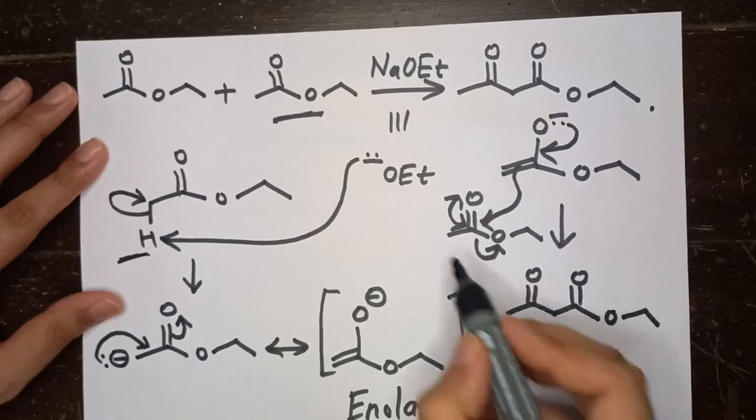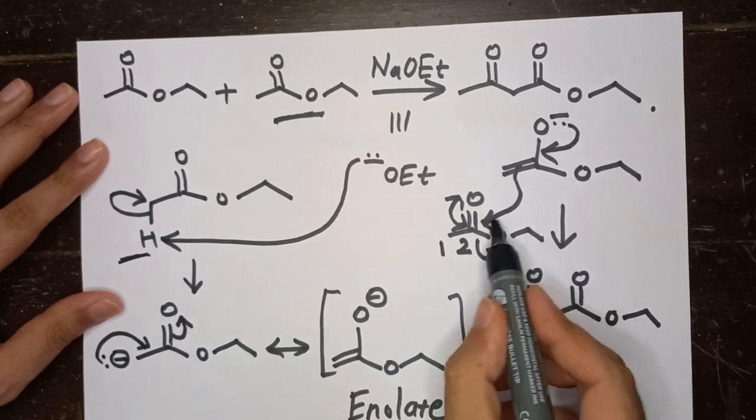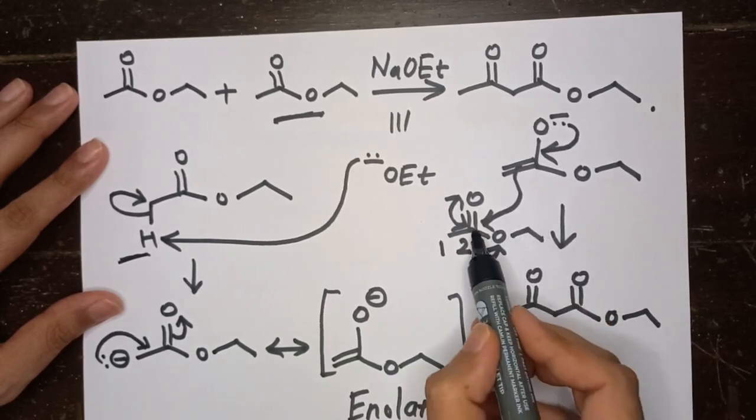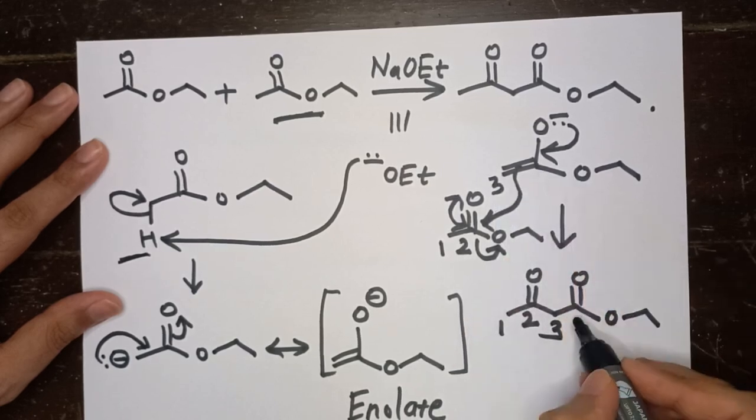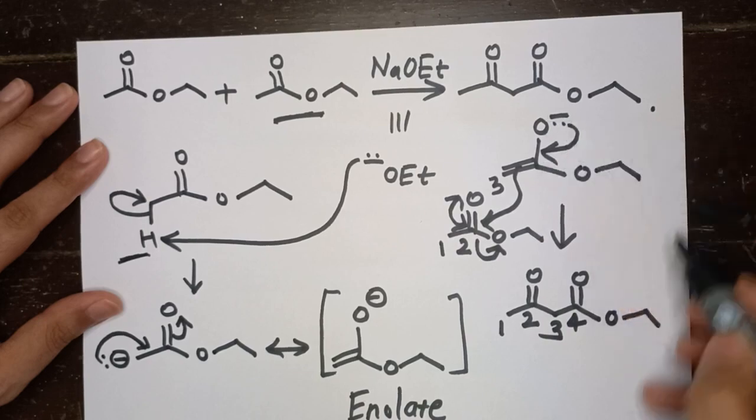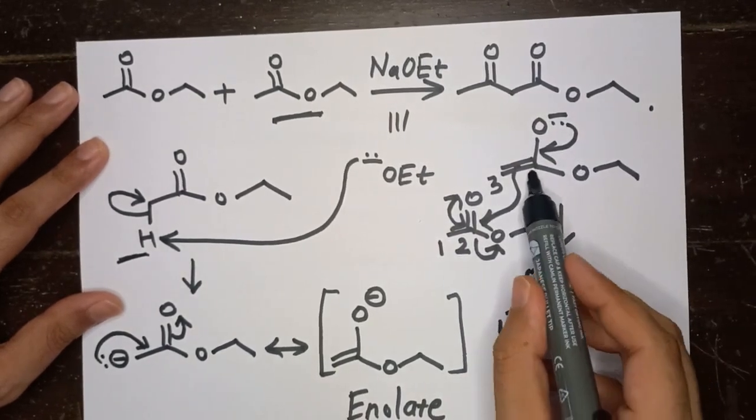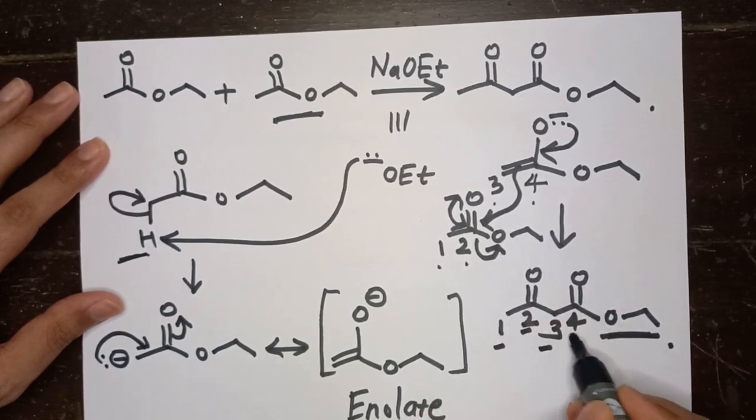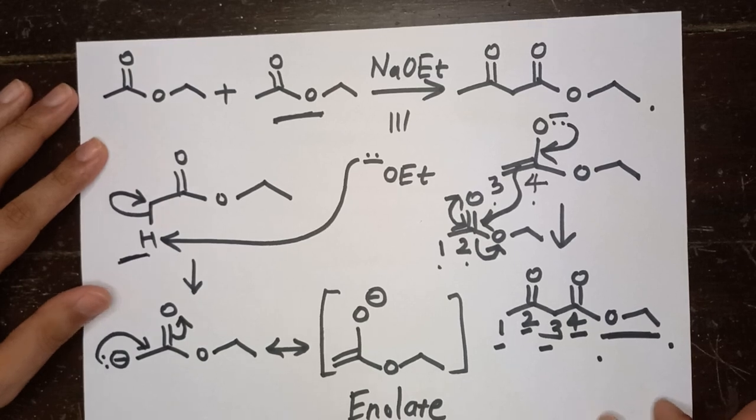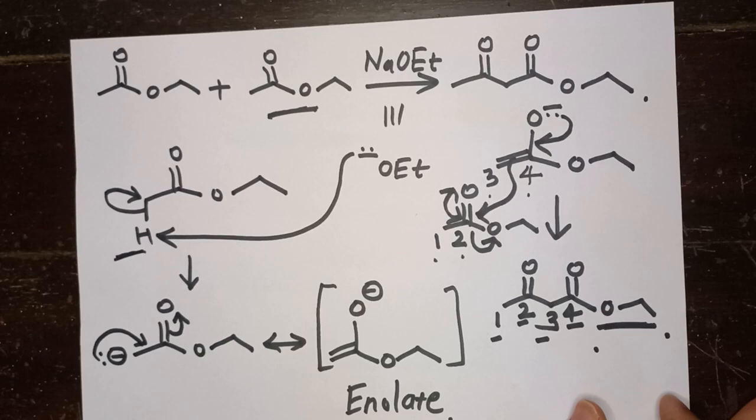So let me number them. This is 1, 2, 1, 2. This whole group has left, and now 2 is connected to 3. 3 has this 4, which has this carbonyl group and this ethoxy group. So this one is 4. So 1, 2, 3, 4 are sitting here as 1, 2, 3, 4, and this is how you can draw the mechanism for this particular reaction. Now let's move forward and try to solve some practice problems.